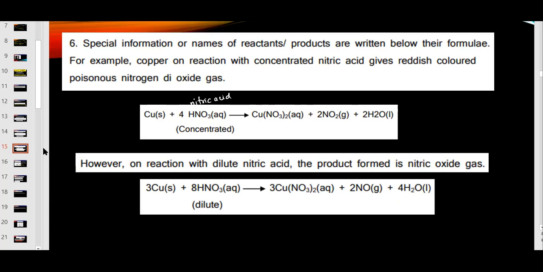So here is the example shown where HNO3 is in the concentrated form. However, on reaction with dilute nitric acid, copper is added. You see in the above reaction, copper is added with concentrated HNO3. You will get copper nitrate, Cu(NO3)2, in aqueous solution. Then you will get nitrogen dioxide, and also you will get H2O in liquid form. That's why L is written.